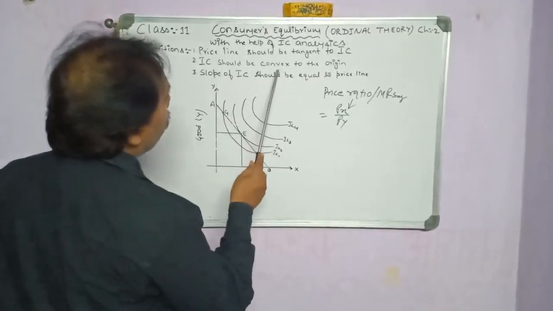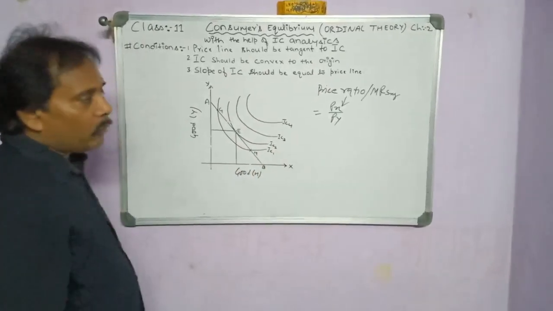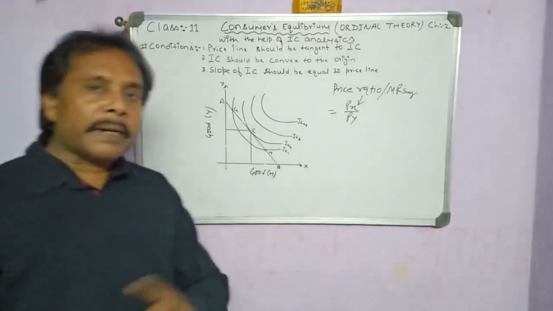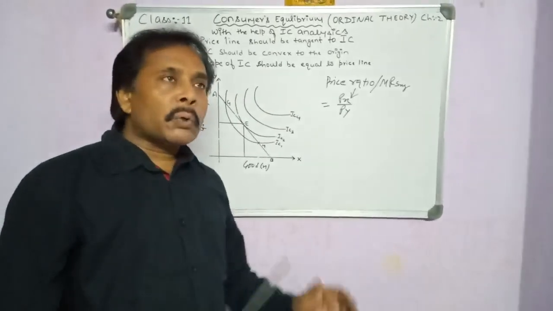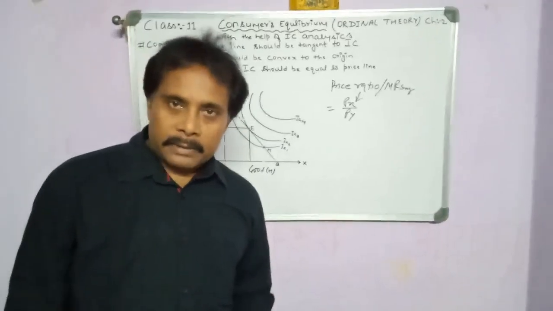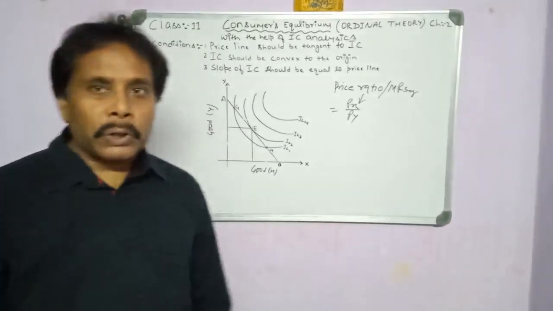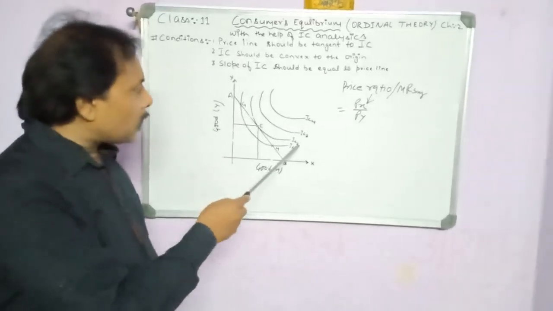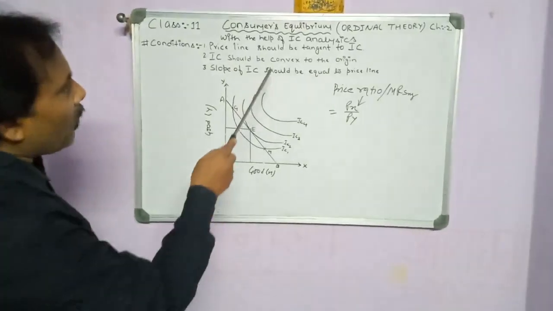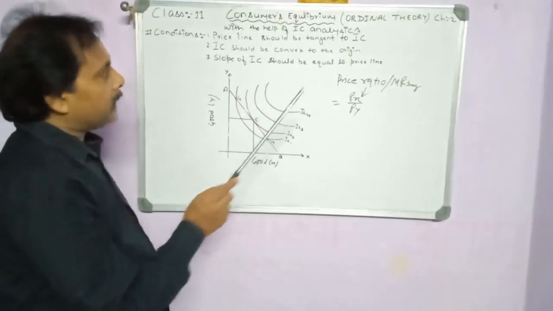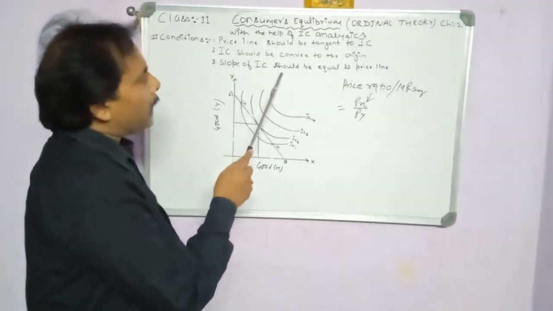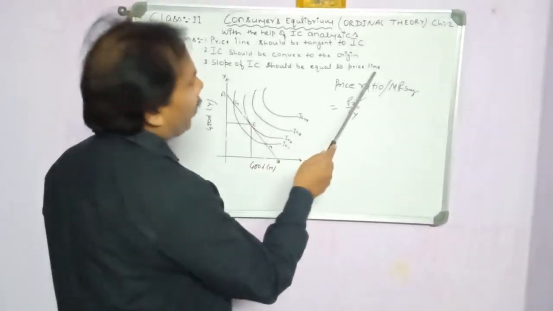Second, IC should be convex to the origin. We have already discussed previously in the second property that due to diminishing MRS, marginal rate of substitution, the IC is always convex to the origin. So convexity of IC is essential.